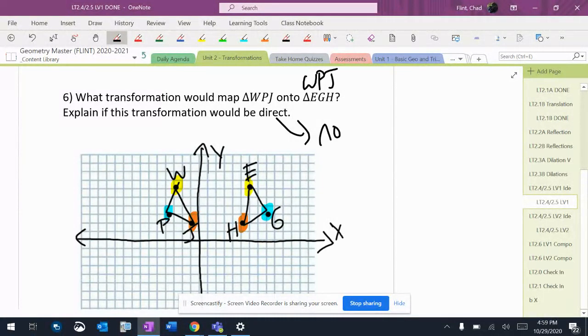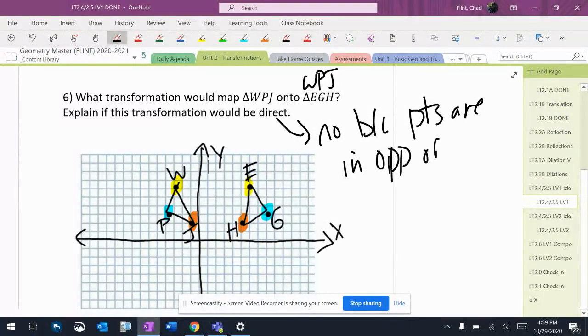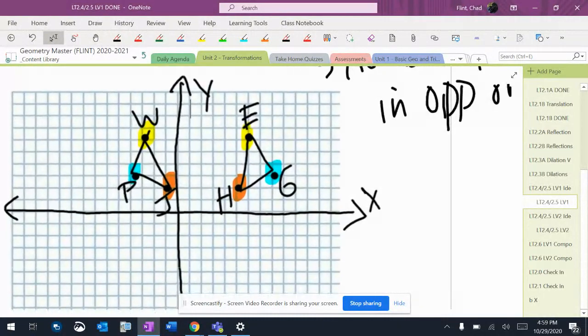So would it be direct? No, because the points are in the opposite order. Okay, and I leave my colors right on there to show that. Now, the only time they're in the opposite order like that is if it's a reflection. And I think that you probably can look at this and say, oh, yeah, that's a reflection.